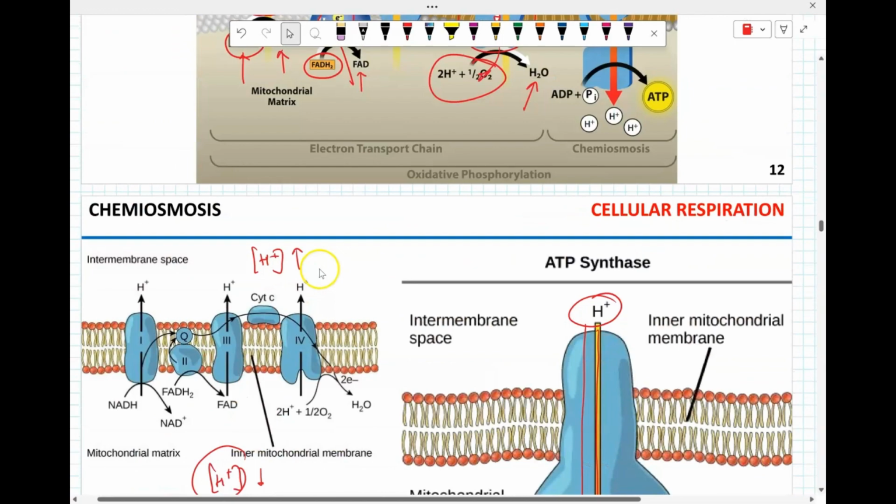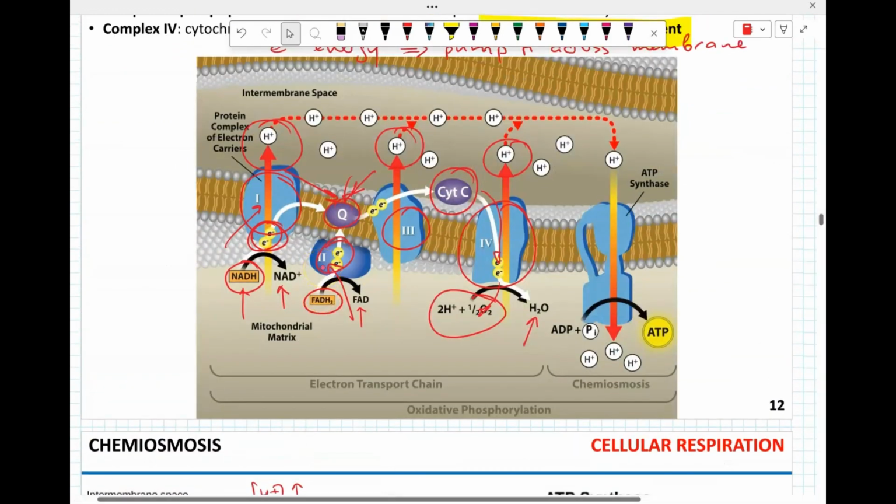Well, if we go back to this scheme, you can see that NADH delivers electrons to the complex 1, while FADH2 delivers the electrons to the complex 2. It means that the electrons that are delivered by NADH go through more steps in the electron transport chain and release more energy, while electrons delivered by FADH2 use less steps and therefore release less energy.